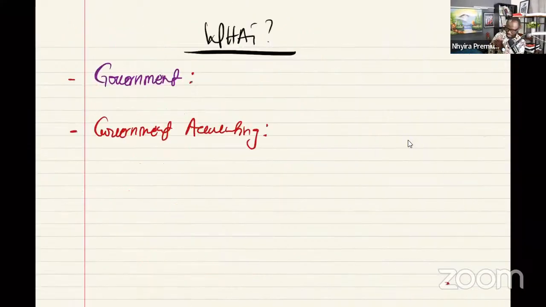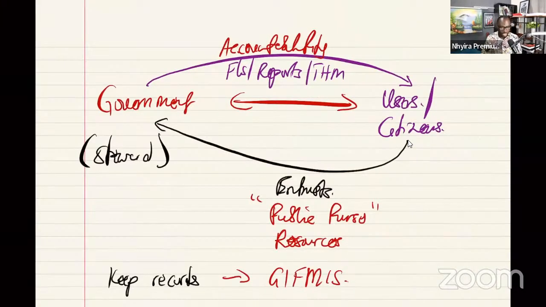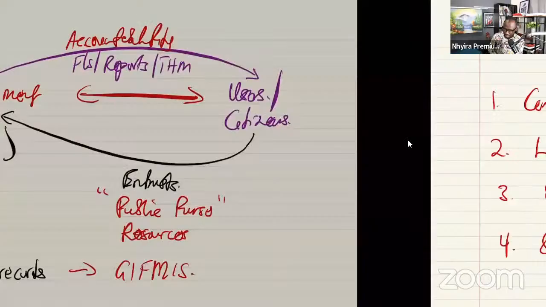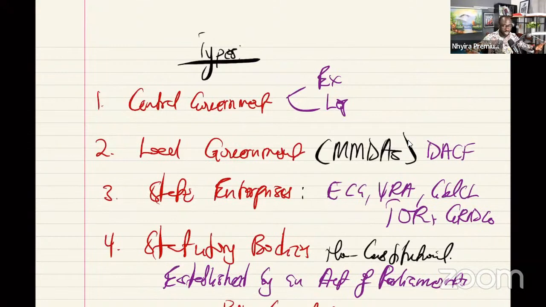And we shared our thoughts about the accountability framework: the users, the citizens, entrust government with the public purse, with the public resources. And so government becomes a steward and must show its stewardship through accountability by preparing financial statements, annual reports, and holding various town hall meetings. Then we said there are 4 types generally of all public entities: the central government, the local government, the state enterprises, and then statutory organizations.